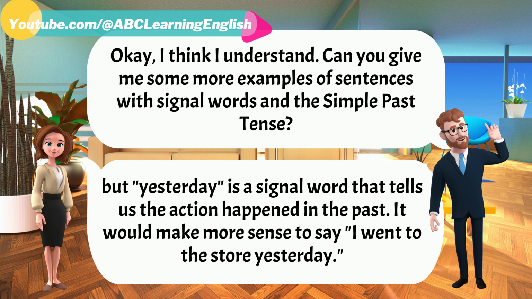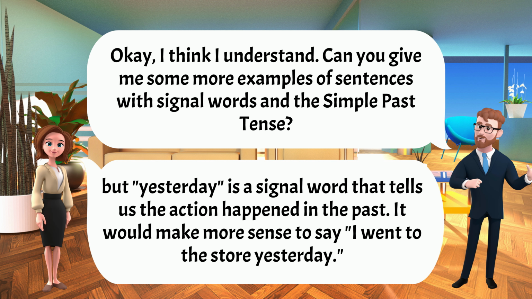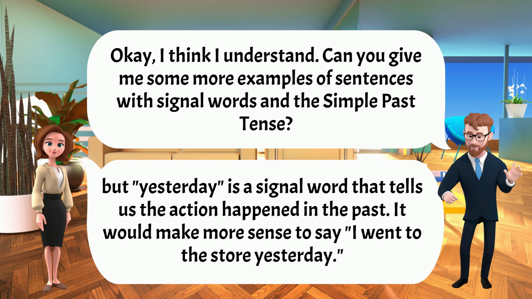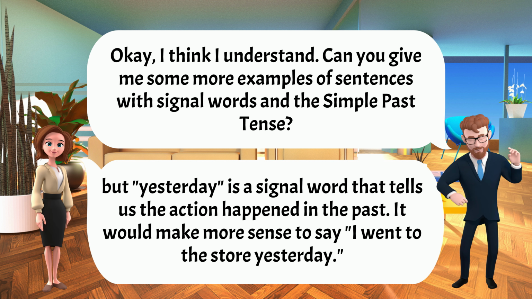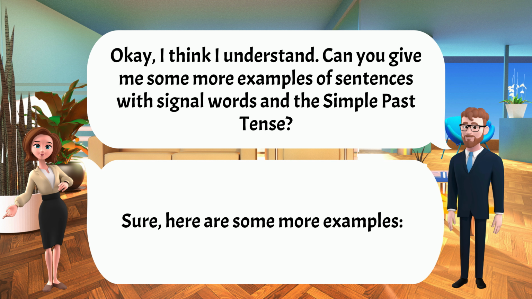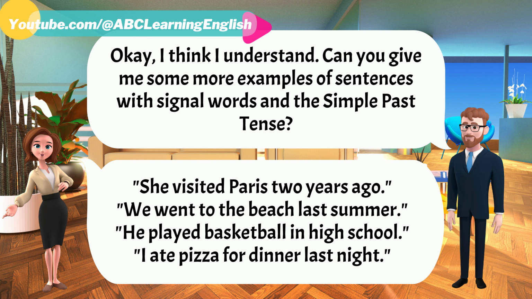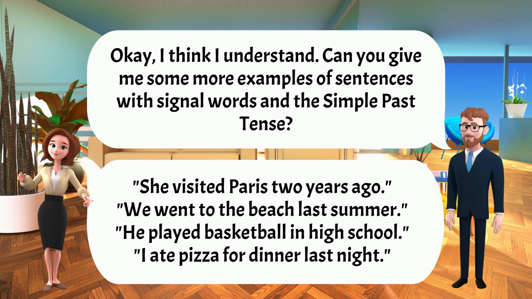Okay, I think I understand. Can you give me some more examples of sentences with signal words in the simple past tense? Sure, here are some more examples. She visited Paris 2 years ago. We went to the beach last summer. He played basketball in high school. I ate pizza for dinner last night.